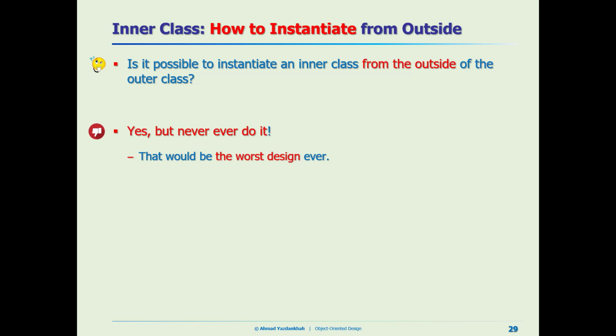This is the worst design ever, I believe. All right? Okay, so if you really need to instantiate that inner class, you need to create a file for that. You make it a public class or public or whatever, right? So it needs to be an independent class in that case.